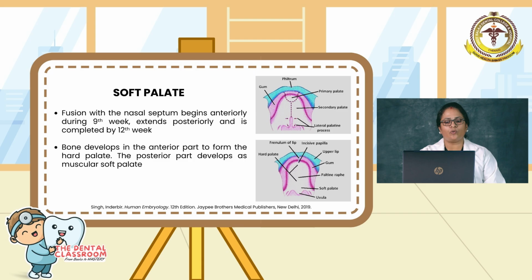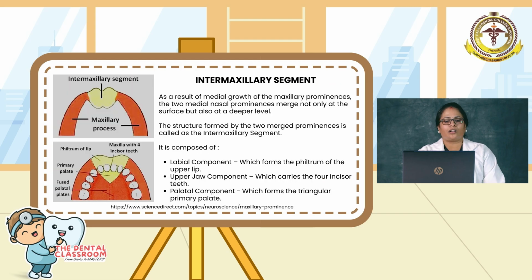Notice how different regions contribute to the palate. The primitive palate from the frontonasal process forms the premaxilla, while the palatal process from the maxilla forms the hard and the soft palate behind it. Now let's look at the intermaxillary segment, which is quite important.